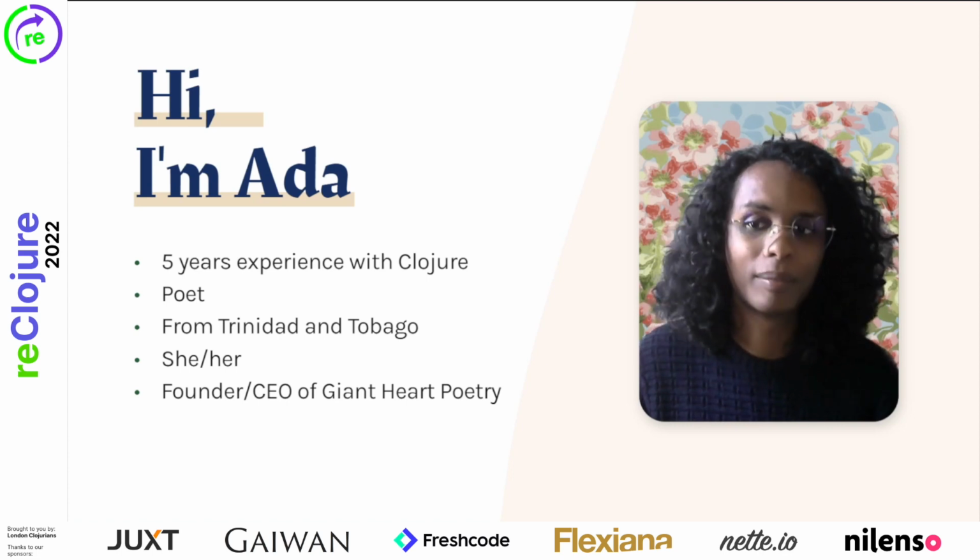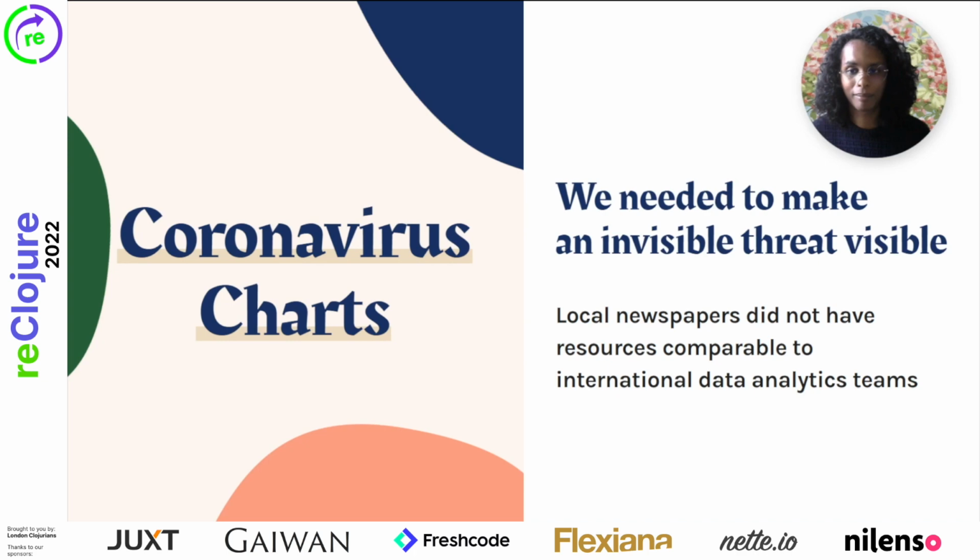In particular, coronavirus charts. At the start of the pandemic, I realized that we needed to make an invisible threat visible. And the way that we did that was through data analytics and journalism. However, I realized that our local newspapers did not have resources comparable to international data analytics teams, where they could make live updating dashboards and embedded charts, for example.